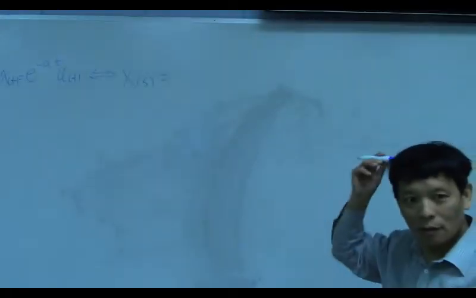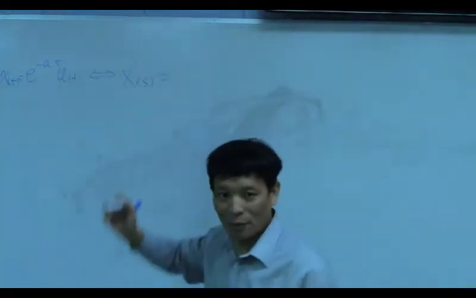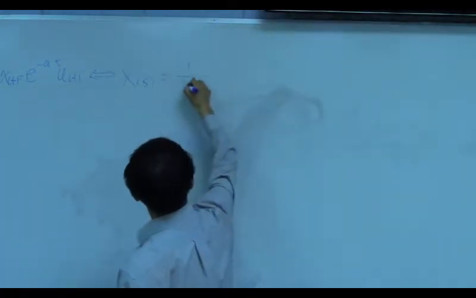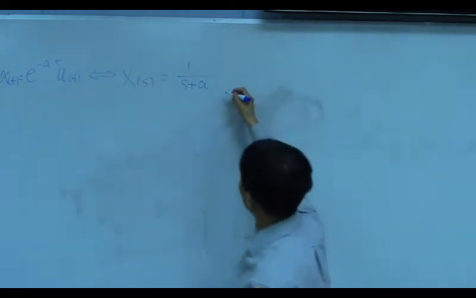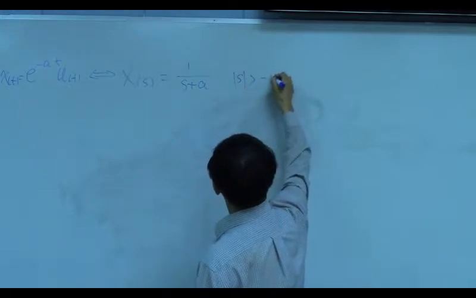Last time I said memorize this. What is it? No one? I should take the bonus point back. Alright, that one is 1 over s plus a. Right. And the region of convergence is sigma larger than negative a.